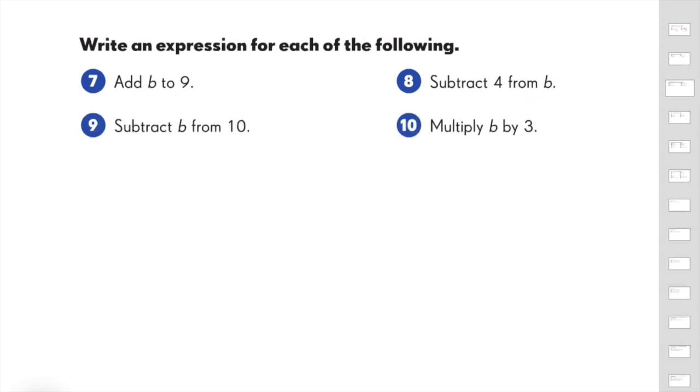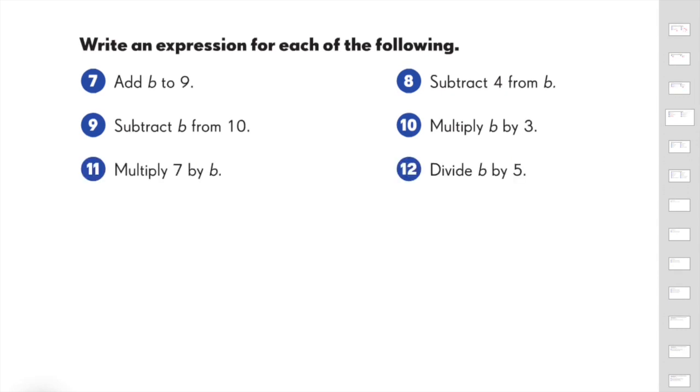Number 9, subtract b from 10. Well, our starting number would have to be 10, and we're going to subtract or take away b from 10. So 10 minus b is the expression we would write. And number 10, multiply b by 3. So we could say 3 times b, but we know in algebra that when we're multiplying a variable times a whole number, we can simply list the variable next to the whole number. So it would be 3b.